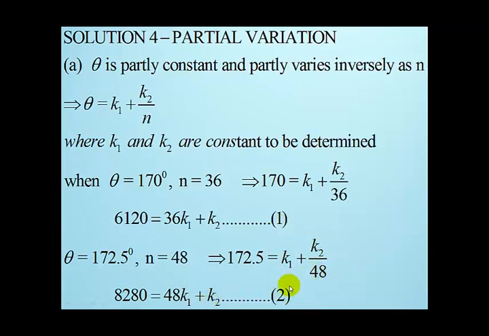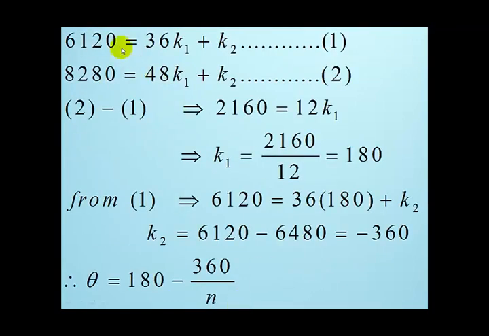These are the two equations that we are going to solve simultaneously for the two constants of proportionality, k1 and k2. Now, 6120 equals 36 k1 plus k2 is our equation 1. And 8280 equals 48 k1 plus k2 is our equation 2. Now, we subtract one equation from the other. Using the elimination approach, we are eliminating the constant k2. Because they have the same coefficient and they carry the same sign, we subtract one equation from the other. So we subtract equation 1 from equation 2. We are subtracting the whole of equation 1 from equation 2.